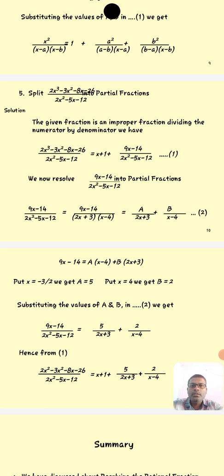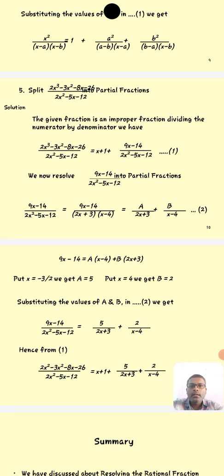Okay. Now you have to observe number 5th. Split 2x cube minus 3x square minus 8x minus 26 divided by 2x square minus 5x minus 12 into partial fractions. Here also you have to observe the numerator degree is 3. The denominator degree is 2. So we know that the numerator degree is greater than the denominator degree. So what do we have to call the fraction? Improper fraction. So this is also an improper fraction.